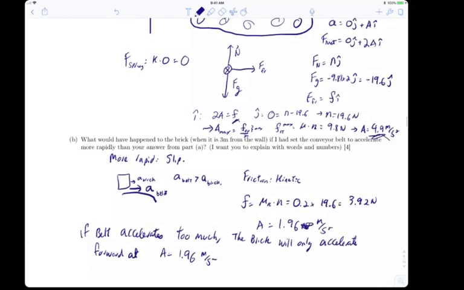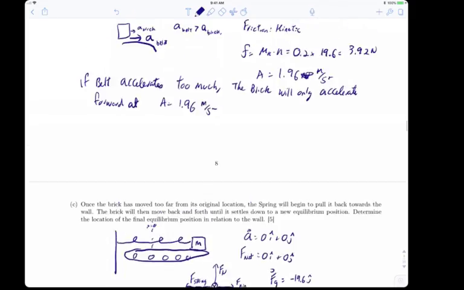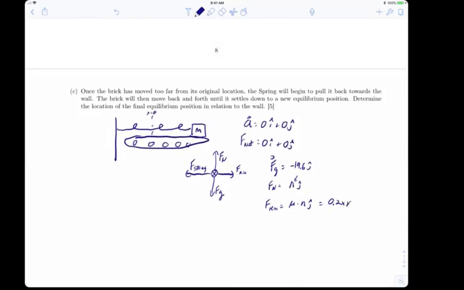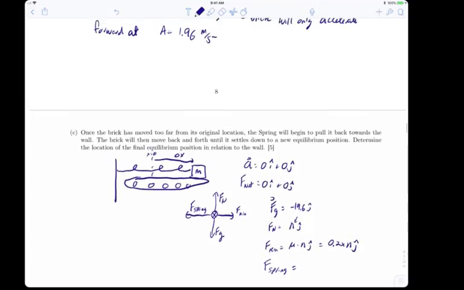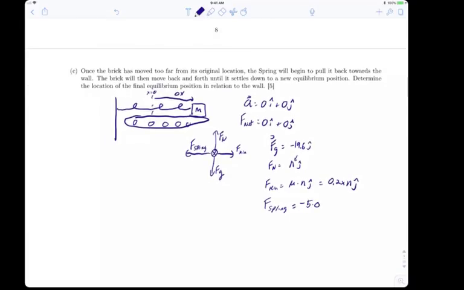gravity is going to be, let's see, I calculated this already, 19.6 j hat, Fn, I don't know what it is, j hat. F kinetic friction is going to be whatever this number is times mu. So it's going to be 0.2 times n i hat. And F spring kind of depends on how far this is, delta x. That's going to be in the negative i hat direction, and it's going to have magnitude 5, minus 5 times delta x. Also, that's not a j hat, it's an i hat.